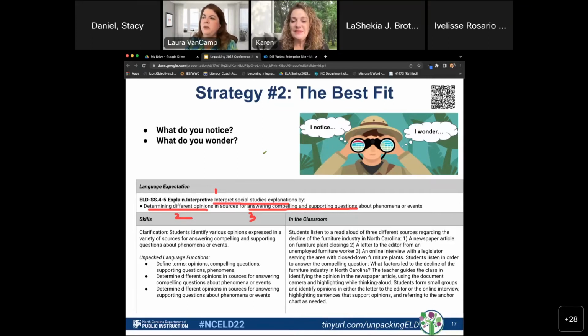Okay, does anyone want to unmute and tell us what you notice or what you wonder about this particular standard or classroom scenario? Giving appropriate wait time. All right, Shannon's saying, I wonder if/how teachers will address outsourcing and moving aspects of the furniture industry to Mexico. Right, so those things where you can extend it and where you can include other facets, that's a great wonder. Anyone else?